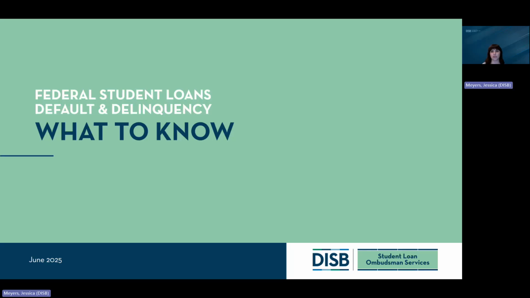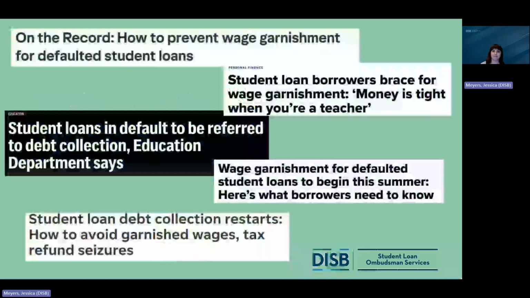If you have any questions or concerns about your student loans or something you've experienced with your student loans, please reach out to us at dcloanhelp@dc.gov. The end of this presentation will have our contact information as well. You can reach out to us with any questions or concerns you have regarding your student loans or student loan funding. We're here to help. So with that, let's discuss federal student loan default and delinquency.